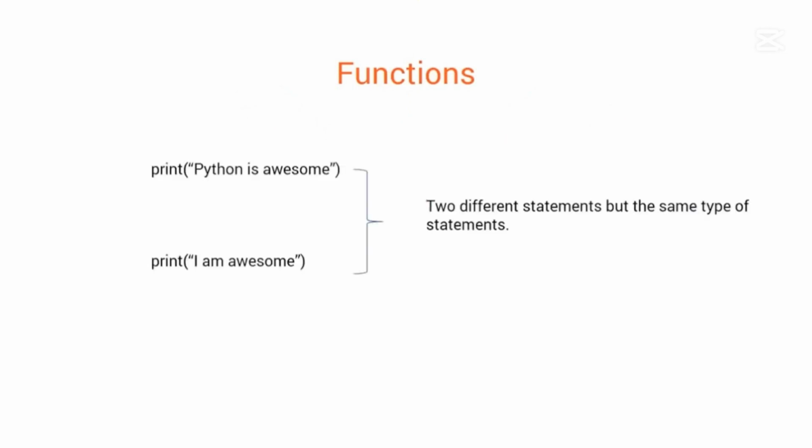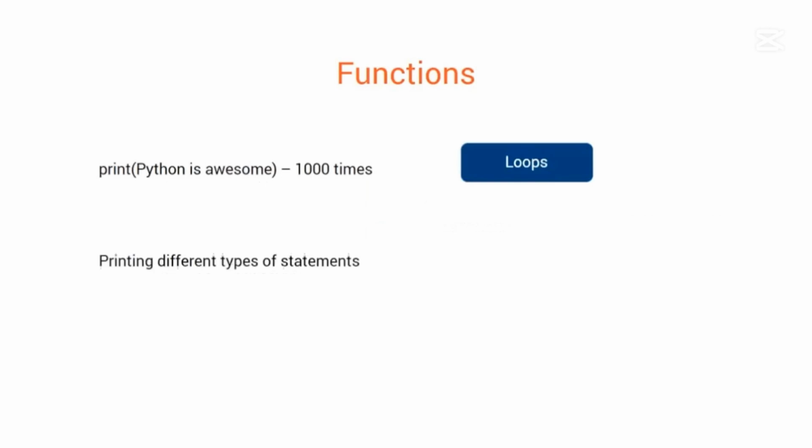It helps us in performing the same type of task, for example like printing. Printing 'Python is awesome' and 'I am awesome' are two different statements, but the same type of statements. Both are print statements, but they print two entirely different statements. While printing 'Python is awesome' 1000 times is done via loops, printing in general is handled by functions.